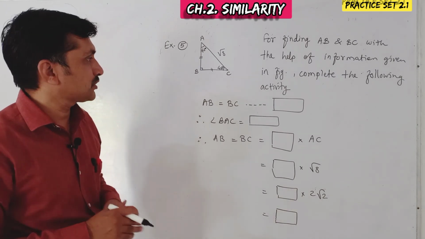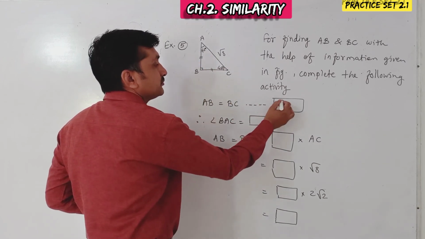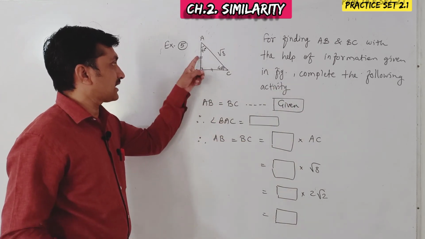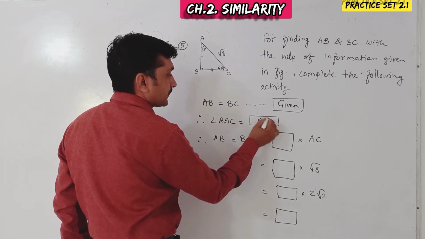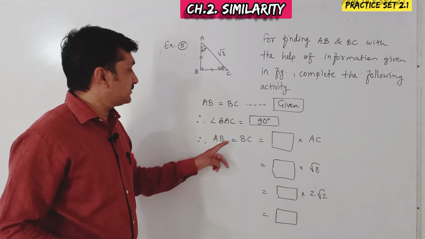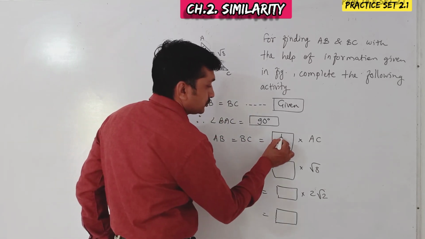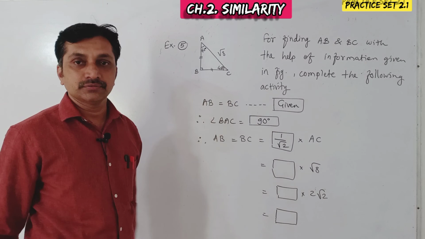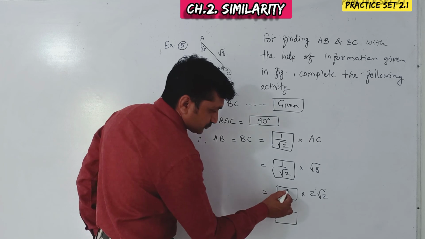Now let's complete the following activity. AB is equal to BC. It is given here, so write the reason: given in the example. Here about identical marks, then angle B is 90 degrees. It is a right angle triangle. Now by the 45, 45, 90 property, AB and BC both are opposite to 45, and each perpendicular side is 1 upon root 2 times the hypotenuse. AC is the hypotenuse. Now 1 upon root 2 I write as it is here, and here also 1 upon root 2 as it is.